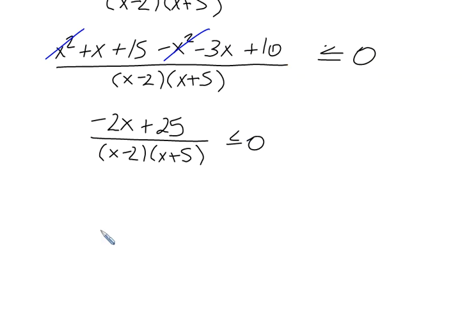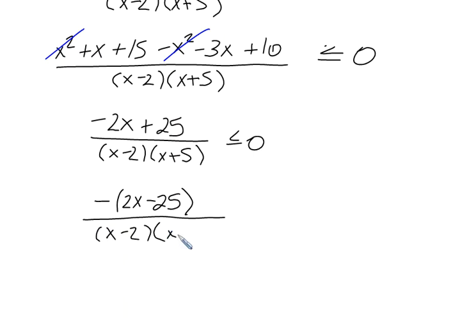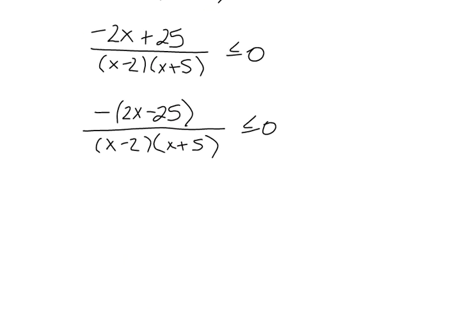So now, the other thing that I would encourage us to do is to factor out our negative up in the numerator. So we'll have a negative times the quantity 2x minus 25, be careful when we factor out that negative, all over x minus 2 times x plus 5 is less than or equal to 0. Now identifying our key numbers. In the denominator we have 2 and negative 5. Up in the numerator, for 2x minus 25 to equal 0, 2x is equal to 25, or x would be 25 halves.